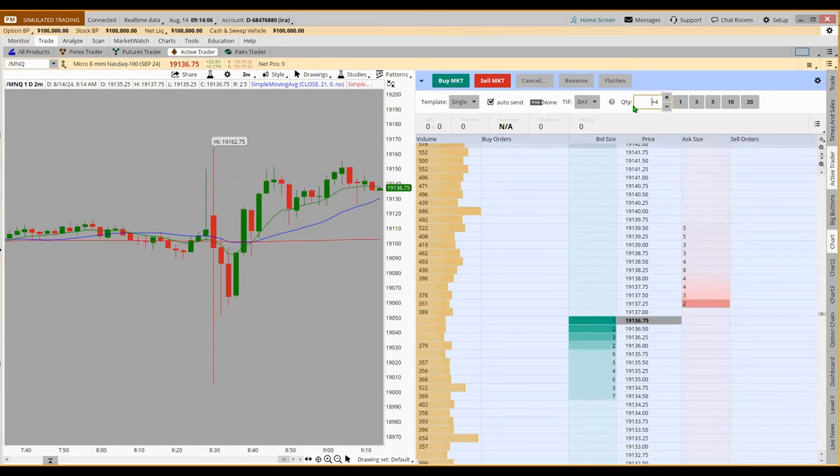Absolutely, these are not trades for prop accounts. Exactly, Edwin. Good thing that you highlighted that. Thank you.